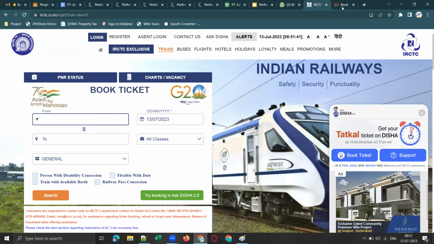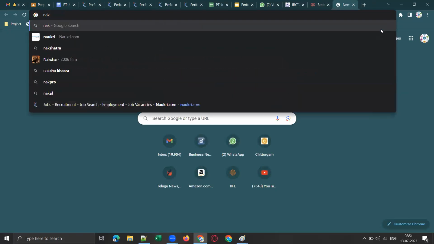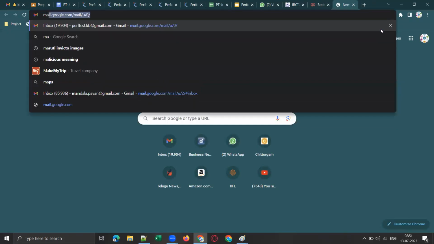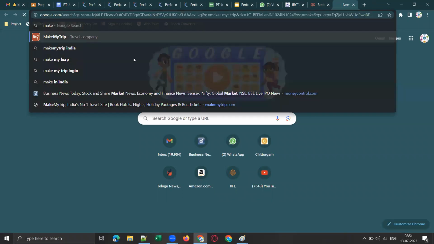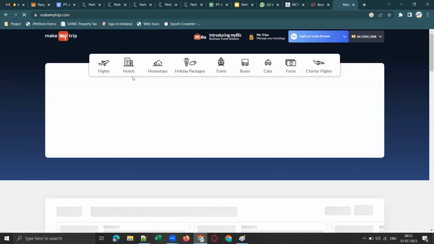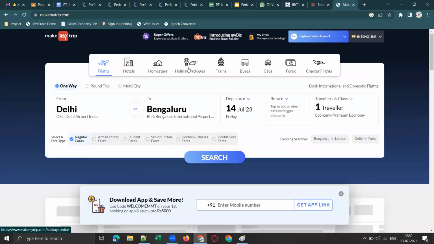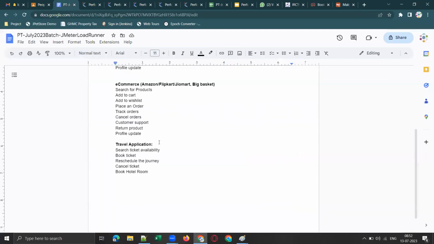If you take IRCTC, even Red Bus application, you can book bus tickets and you can book cab rentals, train tickets, etc. Isn't it? Or any travel application like Make My Trip, they are providing provision to book flight tickets as well as hotel rooms, isn't it? Holiday packages, etc. Right? So these are the critical business flows for any travel application.